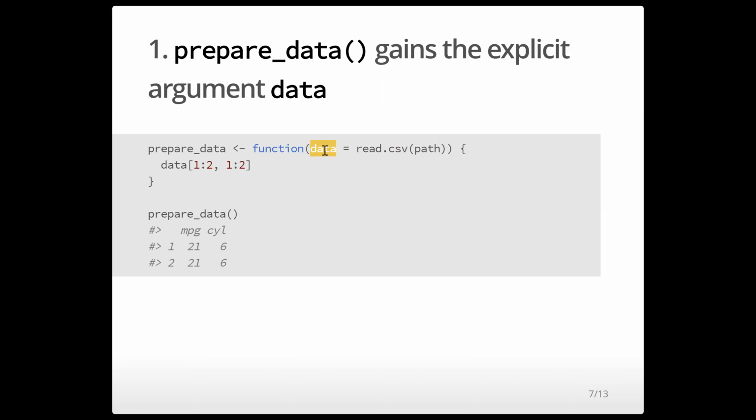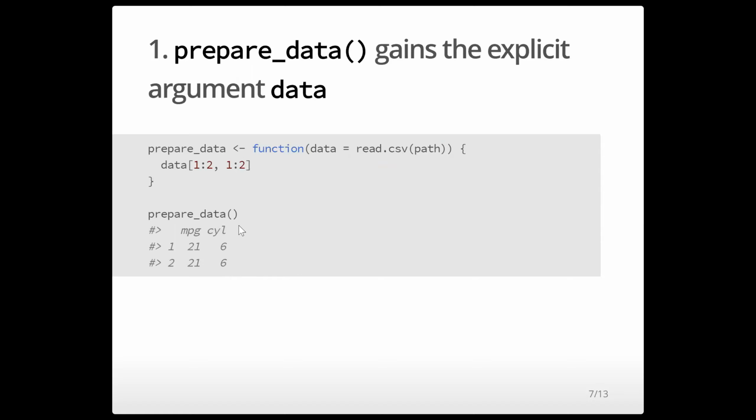So if the user prints the signature of the function, they can see, okay, data is a required argument. But still, because data has a default, read.csv path, and path does exist in the global environment of the user, just calling the function with no arguments would still produce output. So, well, you might think, okay, that's great. The user doesn't need to type anything in here, and they still get what they want.